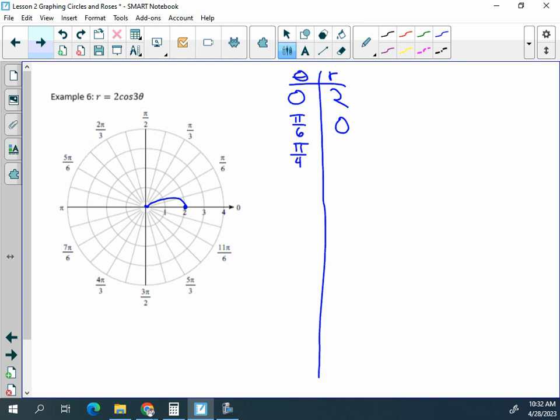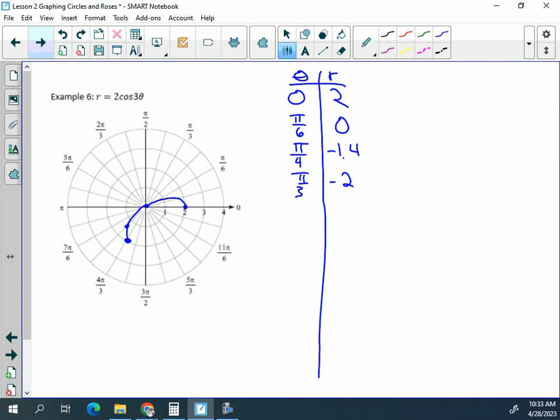All right, pi over 4 times 3 is 3 pi over 4. Cosine of 3 pi over 4 is negative square root of 2 over 2. Times 2 is just going to be negative square root of 2, which is approximately negative 1.4. So at pi over 4, we're at negative 1.4. Okay, at pi over 3, multiply that by 3, you get pi. Cosine of pi is -1. -1 times 2 is -2. So we're going to do that right there.